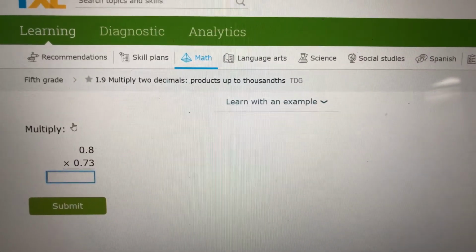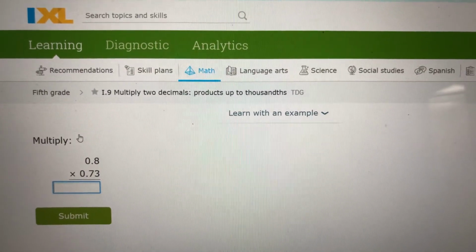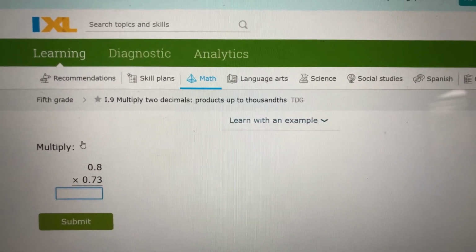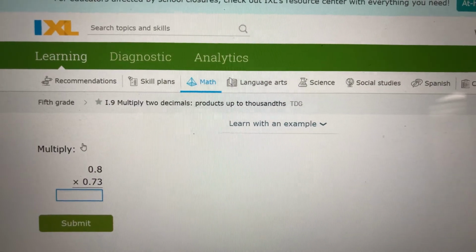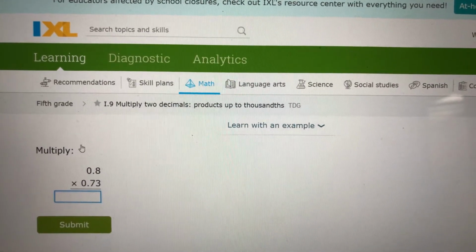Okay, welcome to IXL I.9. Multiply two decimals, products up to thousandths. Today we're going to multiply products up to the thousandths.